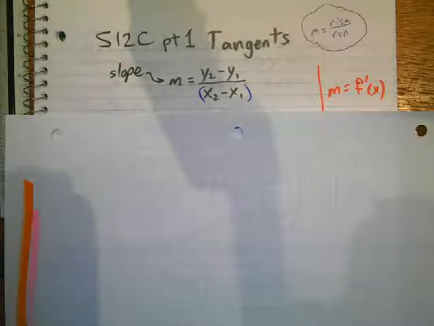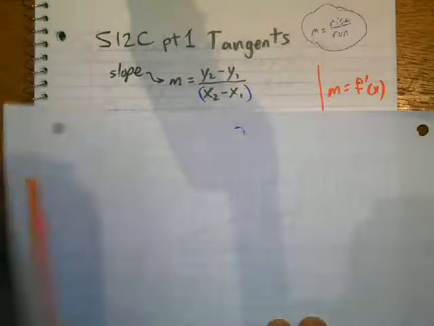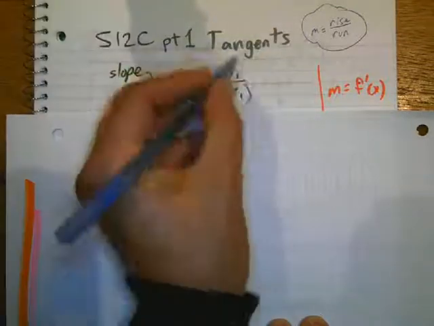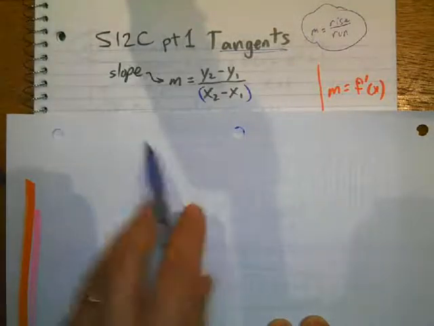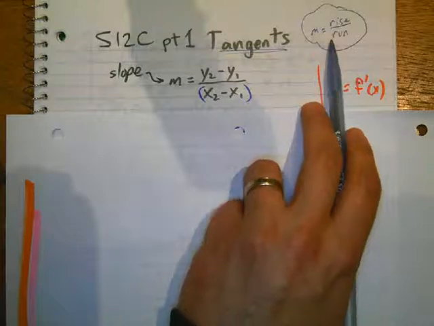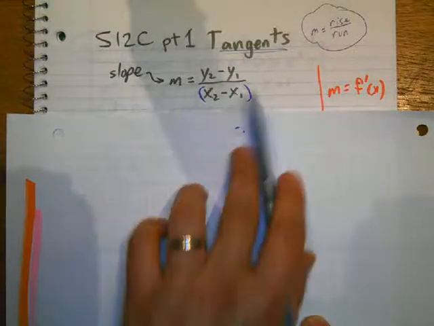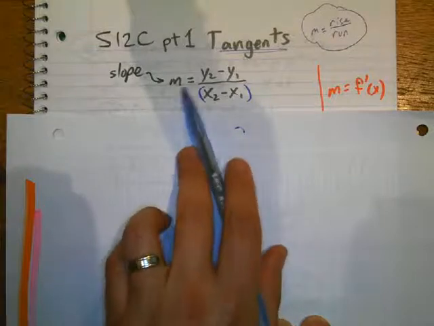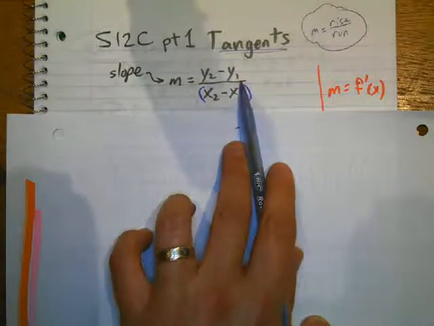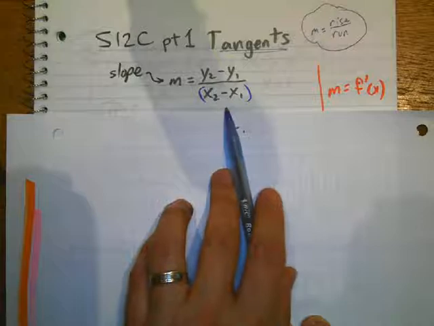Okay, now we're going to talk about S12C, Part 1, tangent lines. So first of all, we start off with slope. You know slope is rise over run, and slope is also the derivative. So you may have learned in Algebra 1 that slope is equal to the difference of the y values divided by the difference of the x values.